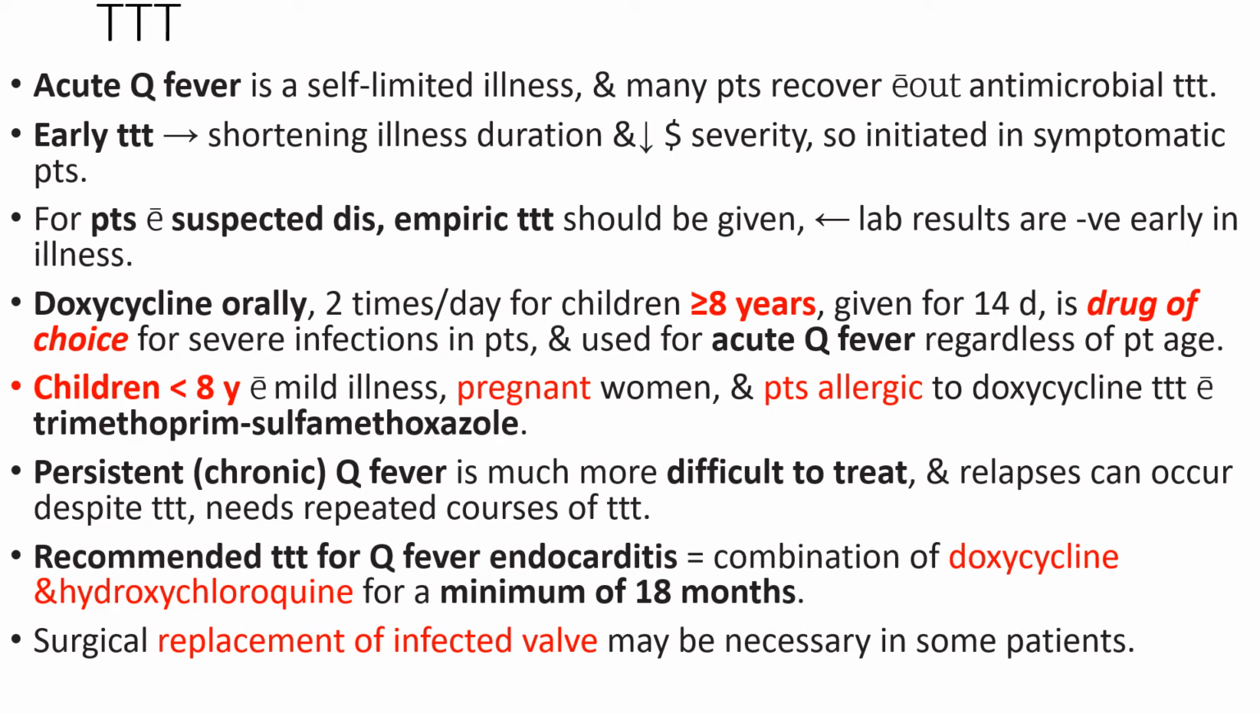Doxycycline orally 2 times per day for 2 weeks is the drug of choice for children more than 8 years. Doxycycline orally, drug of choice, is used for acute Q fever regardless of patient age. Children less than 8 years, pregnant women, or those allergic to doxycycline are treated with trimethoprim with sulfamethoxazole.